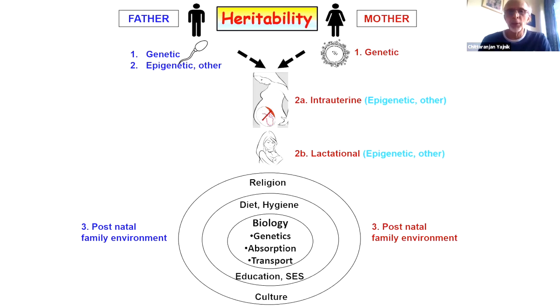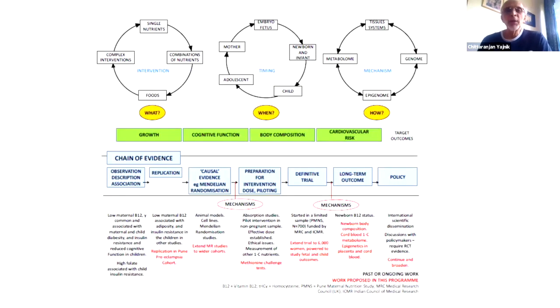And that all influences the final phenotype. So with all this in mind, actually we decided to intervene in our F1 generation to improve their B12 status, and the questions were with what, when, and how. I'm not going to go into details of this figure, which is published in one of our publications, but it requires a whole lot of thinking and planning.